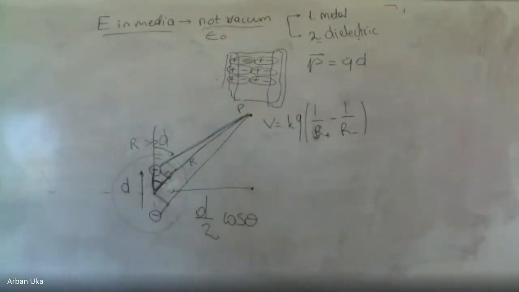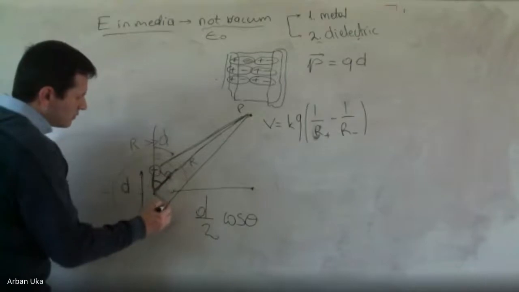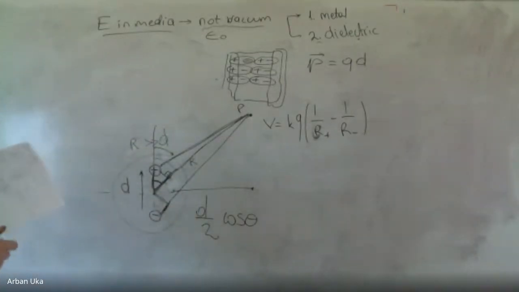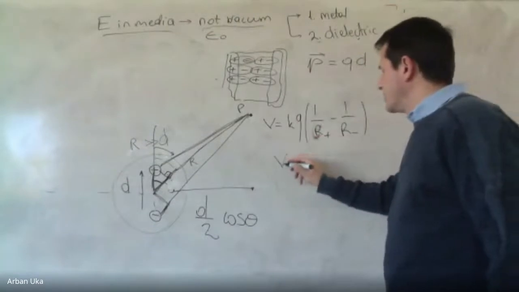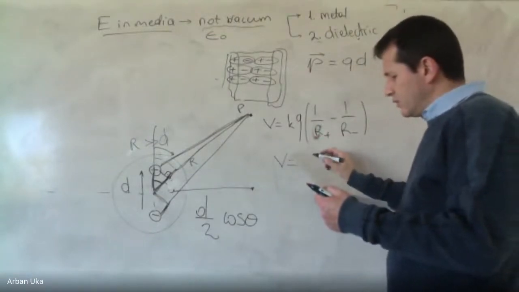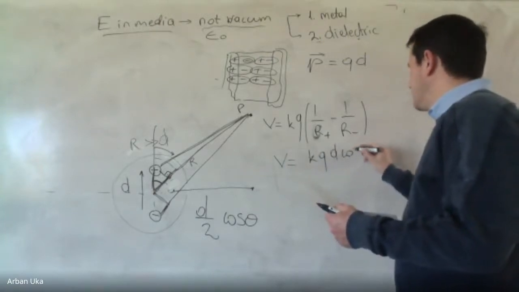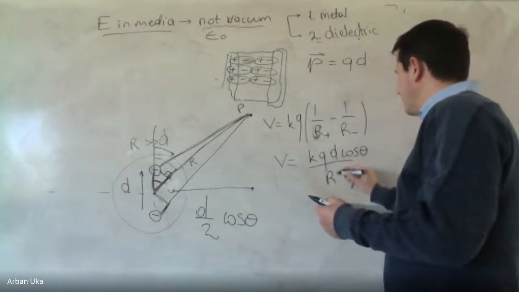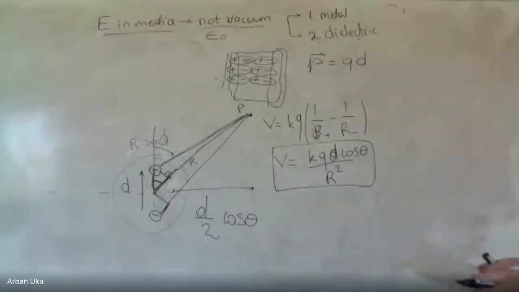So if you draw this on a piece of paper for your own, this is what the distance will be if we go from here to here and from this one to this one. So if we use this distance with respect to each other, and if we substitute all the terms here, we can say that this potential is equal to kq d cosine theta over r squared. Okay, so this is what we can write for the potential.